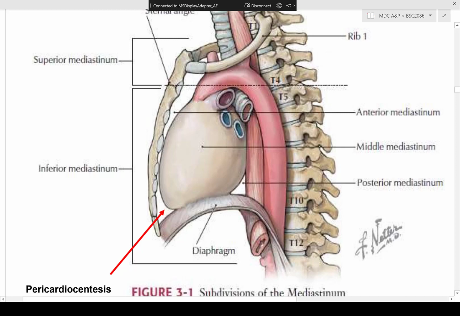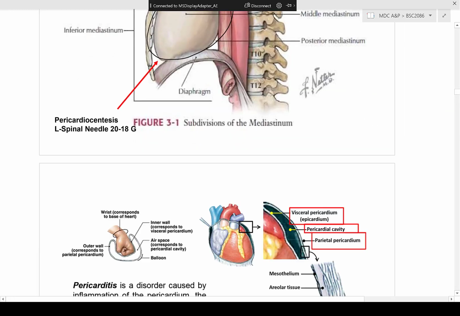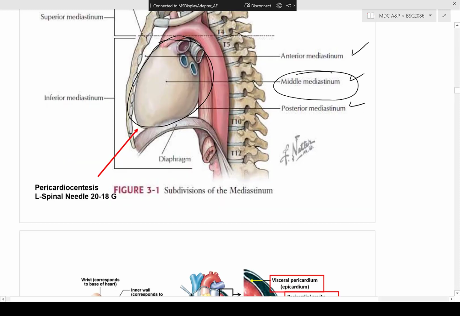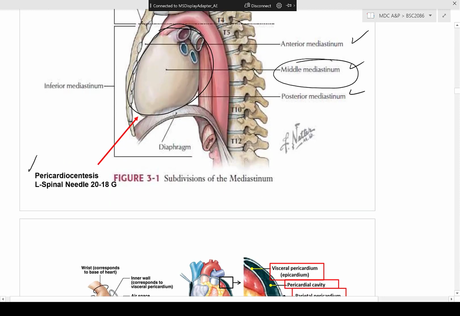Now, here you can see that the whole thing here is called the mediastinum, right? Now, in that mediastinum, you have structures that are going to be on the anterior, middle, or posterior. Again, your heart is in the middle mediastinum. And that's where you perform the pericardiocentesis. You perform it right here, right underneath the xiphoid appendage, right, with a needle somewhere around 18 to 20 gauge.